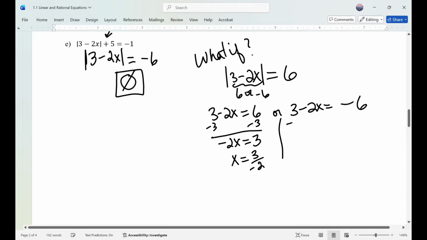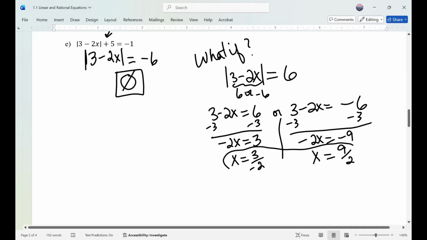All right, over here we're going to subtract 3. So we have negative 2x equals negative 9. Again, I told you that the numbers should not be the same. And then dividing by negative 2, that's going to give us x equals positive 9 halves. So in that case, we would end up with two solutions of negative 3 halves and positive 9 halves.